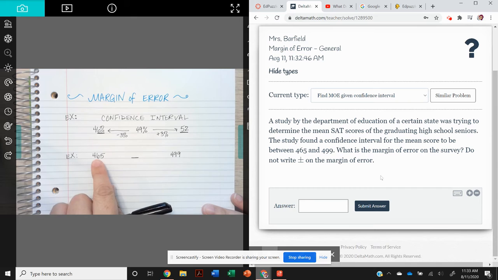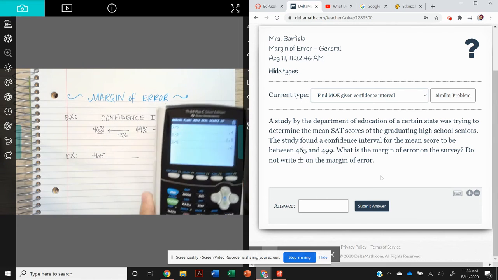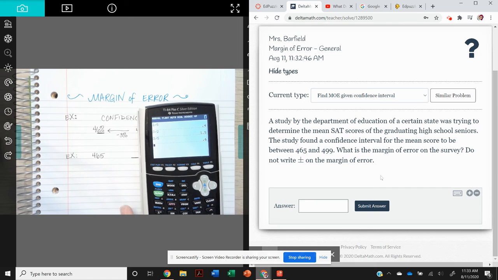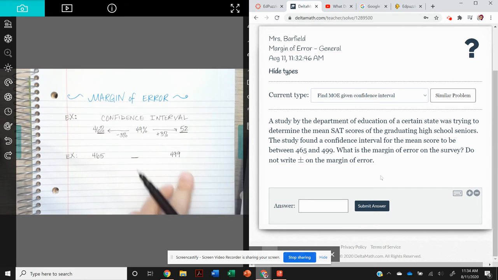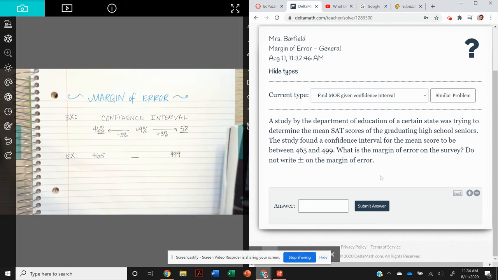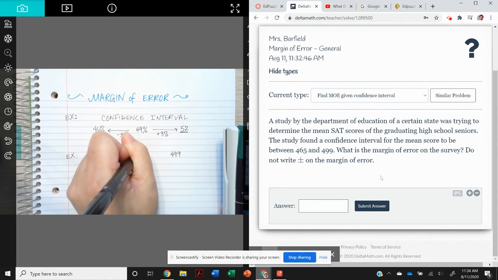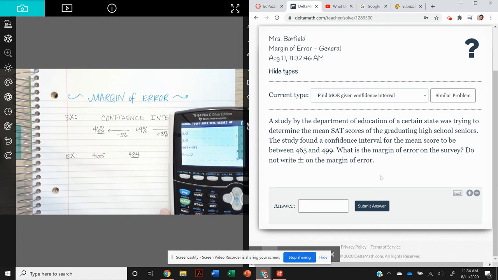All right, so I'm going to take 465 and 499. I'm going to grab my calculator over here. I like the TI-84. That is my own personal calculator. So 465 plus 499. I'm going to divide that in half and see where I land. All right, so let's say I'm at 484.